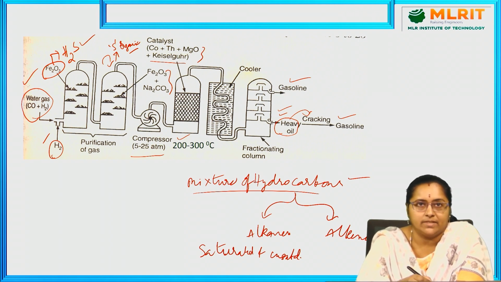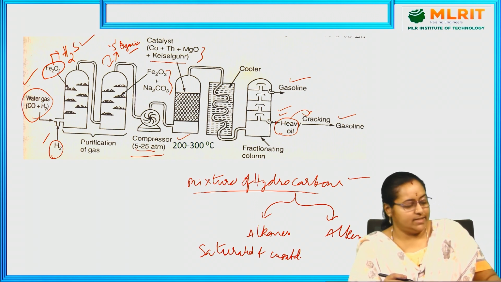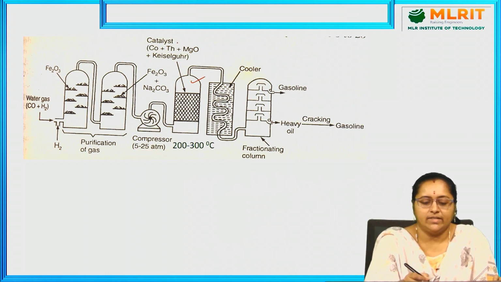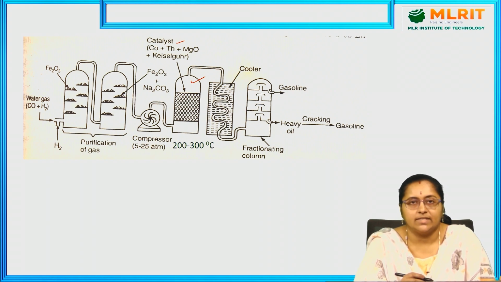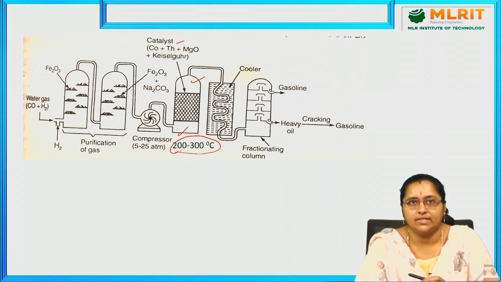to be compressed with the help of a compressor maintained at 5 to 25 atmospheres, and then this entire content is passed into a converter, in which we have a mixture of catalysts, that is a mixture of cobalt, thorium and magnesium oxide. Along with it, Kieselguhr sand is also used, and this is maintained at a temperature range of 200 to 300 degrees centigrade. There the entire process gets completed, so that we can expect synthetic petrol formation, but it is produced in the form of a mixture of hydrocarbons, that is, saturated and unsaturated.